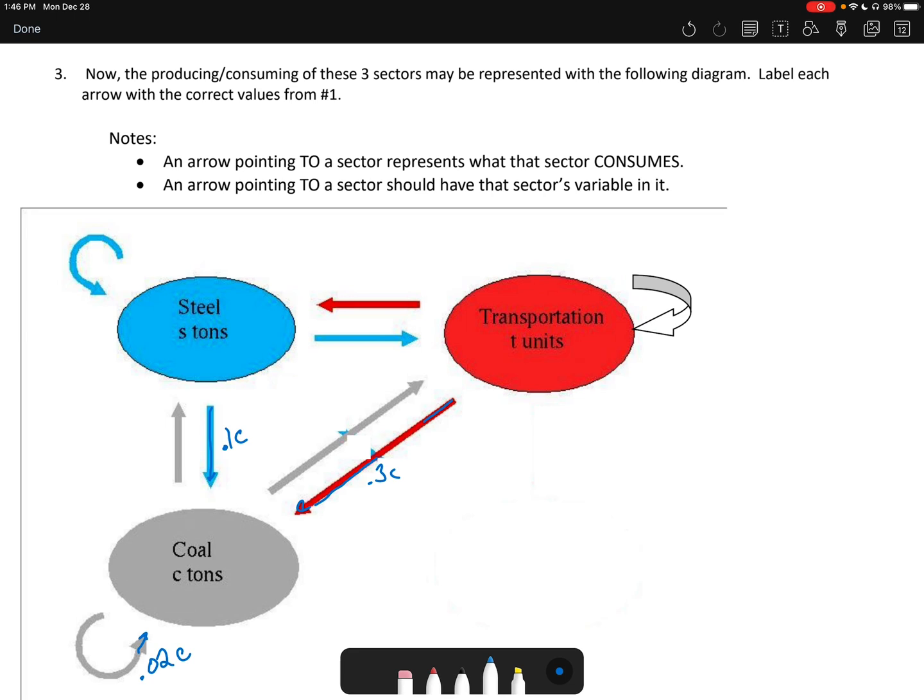Now I'm going to look for all the arrows that go to steel. The one coming from coal to steel was the 2. From steel to itself was the 0.01. And from transportation to steel was the 0.05. All those get S's because they're pointing to the steel. Finally, what's pointing to transportation? From coal to transportation was the 0.01 T. From steel to transportation was the 0.1. And from transportation to itself is nothing. So that is how we can make a diagram of what's going on in these economies.